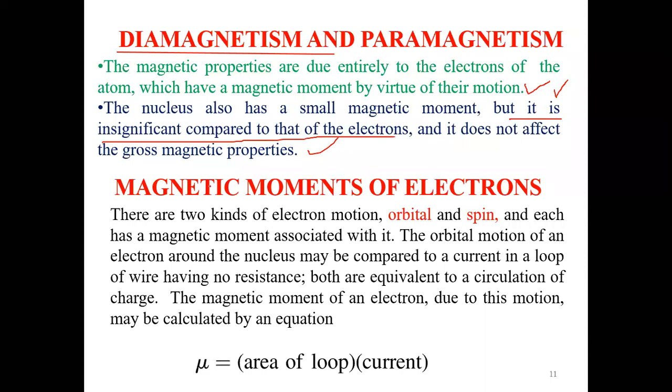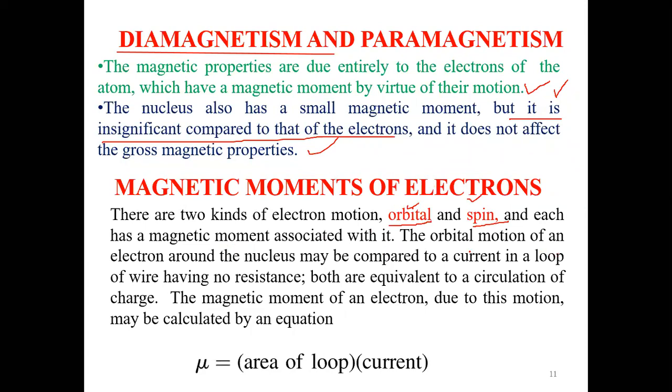Now we will calculate the magnetic moment of an electron. There are two kinds of electron motion. One is orbital motion and another is spin motion. Spin is the electron rotating around its own axis. And orbital motion is every electron also moving in a particular orbit. So we have two kinds of motion, one is spin, another is orbital, and each has a magnetic moment associated with it.